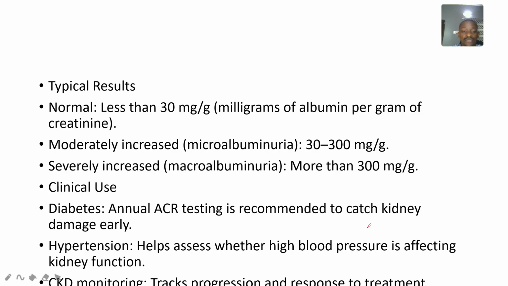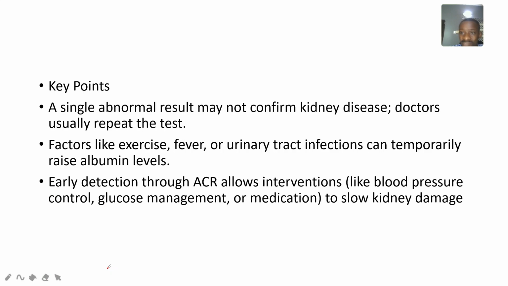You get it? So moderately increased is when you're having about 30 to 300. Then severe, that's macroalbuminuria. A lot of albumin is being lost through urine. That's when you have more than 300. So they use it in diagnosing diabetes, hypertension, and also monitoring chronic kidney disease. As you are treating the patients, you are seeing how they are improving.